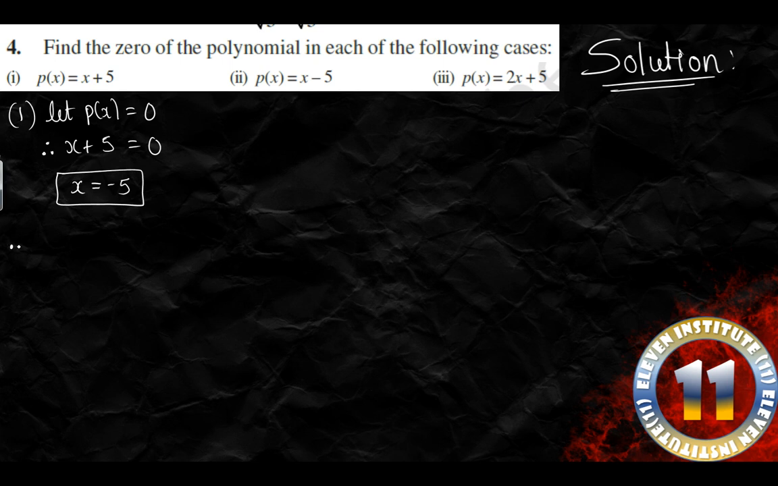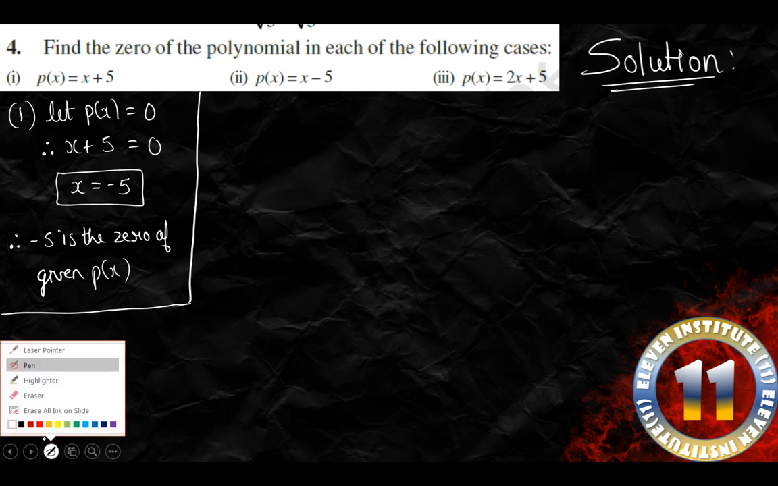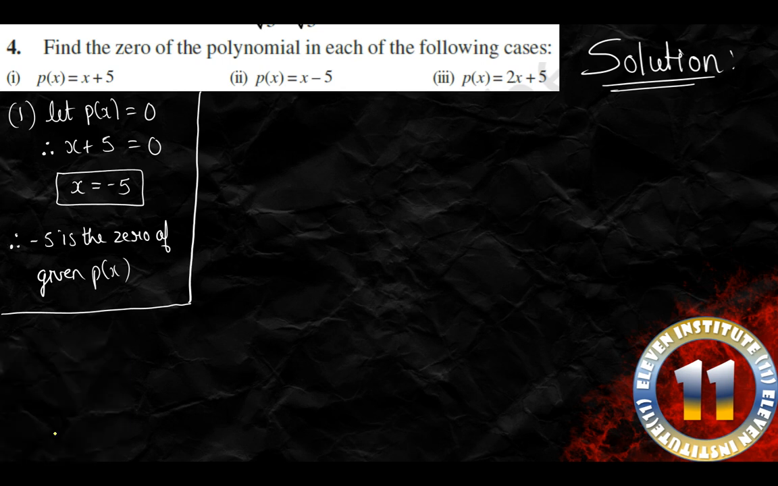So we can write therefore minus 5 is the 0 of given polynomial with variable x. I hope you don't have any doubts in this. Let us now move ahead and solve the second one. Simple question this is. Nothing to worry. See, all of these are linear polynomials, so you can quickly get the answers.